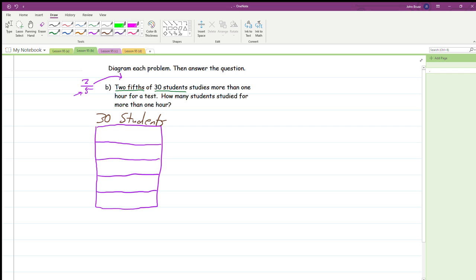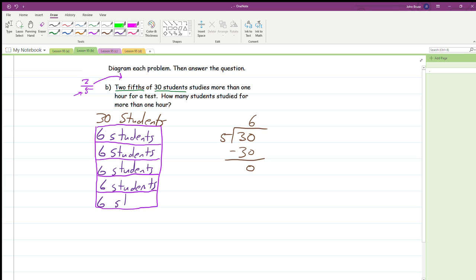Now I need to break that 30 into 5 groups. So that would be a division problem, which is 30 divided by 5. Well, 6 times 5 is 30. So each one of these boxes is going to be 6 students. So we're going to write 6. Let's change the color. We're going to write 6 students. We're going to write that 5 times, 6 students, for our diagram. And 2 more. And 1 more. 6 students.